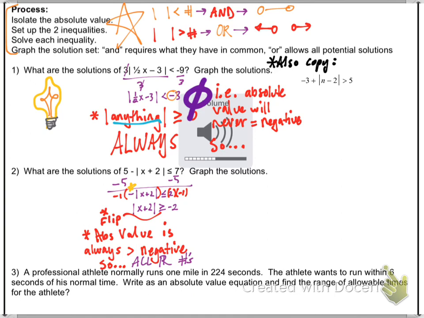So in this last one, for the graphs, there's no graph because there's no answer. For this one here, the graph is all real numbers, so you just cover the whole number line with a circle, or with a line.